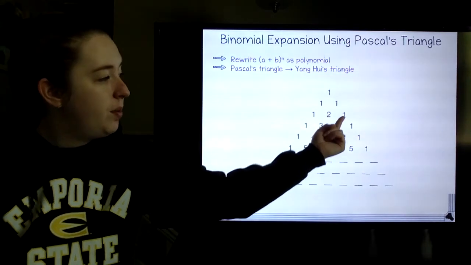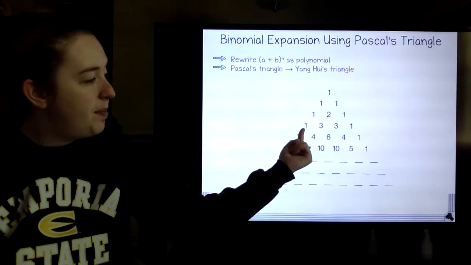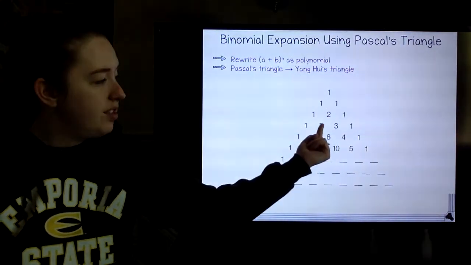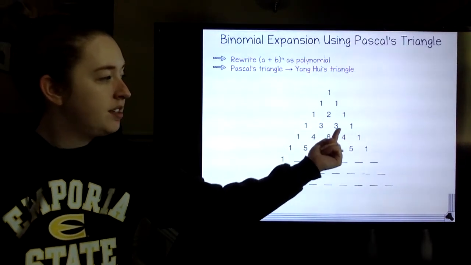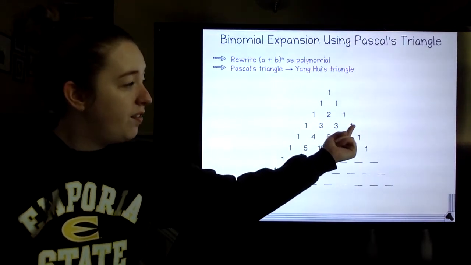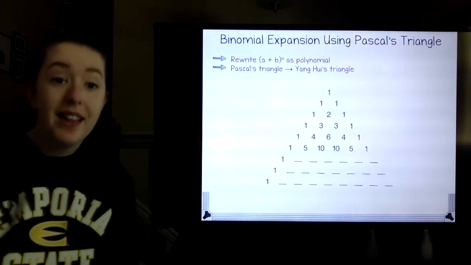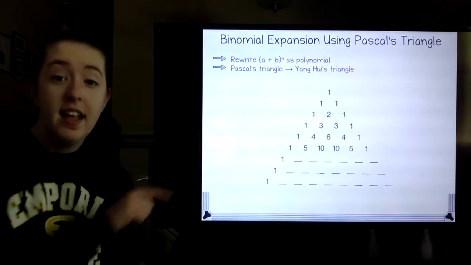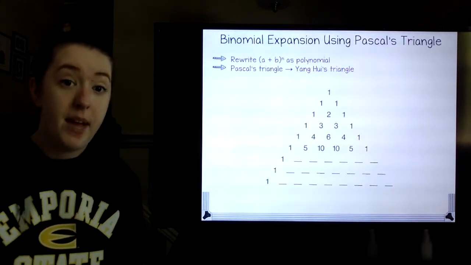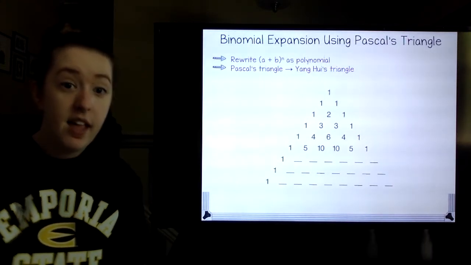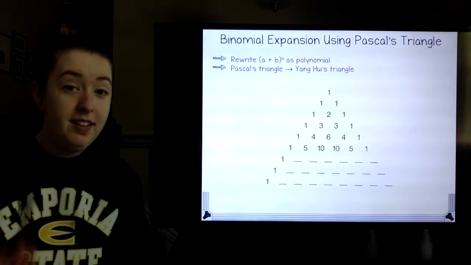The sum of 2 and 1 gives you 3. The sum of 1 and 3 gives you 4. The sum of 3 and 3 gives you 6. The sum of 3 and 1 gives you 4. So on and so forth. What I'd like you to do right now is copy this and then fill in the rest of Pascal's triangle.